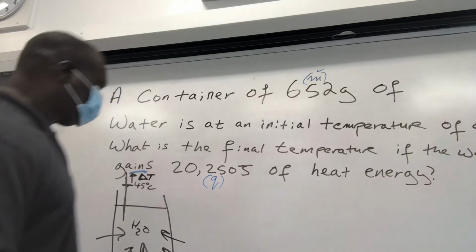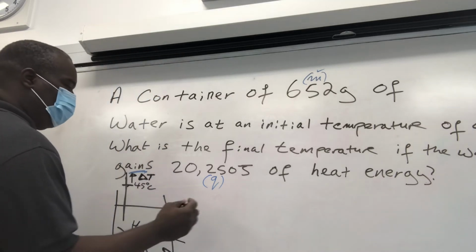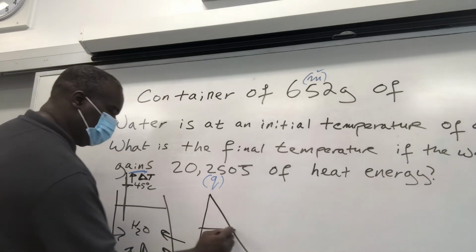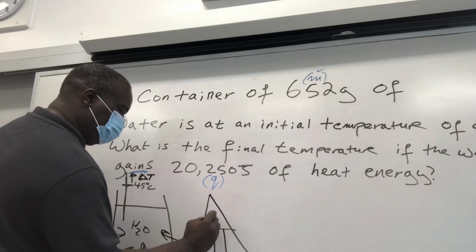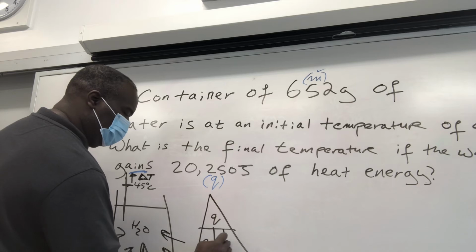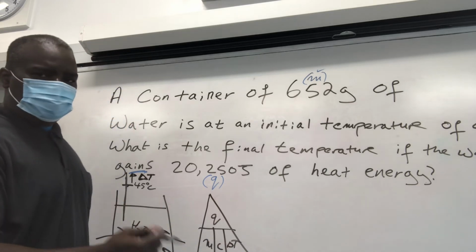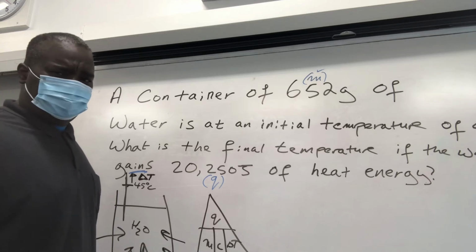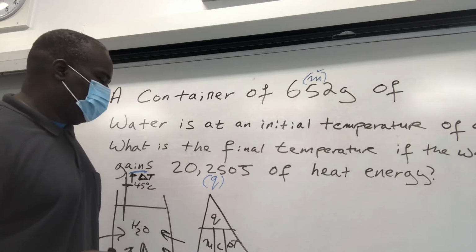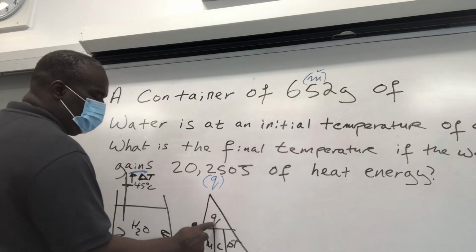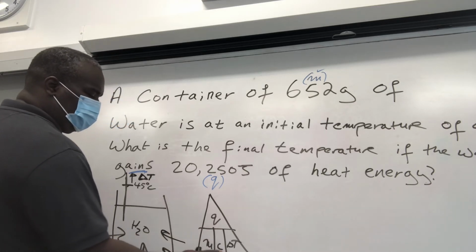So what we have to do now is find delta T, how much the temperature went up. So let's do that. We have our triangle again, as always. Q is equal to MC delta T. Now on a test or a quiz, folks, you don't have to keep writing this triangle over and over again. You can have it in one place on the corner of your test and just go back to it and use it. But I'm writing it over for emphasis.